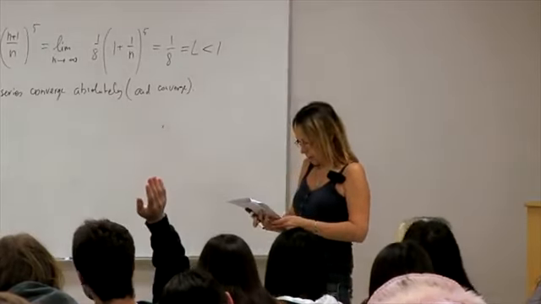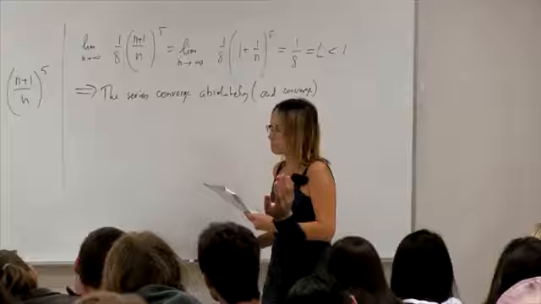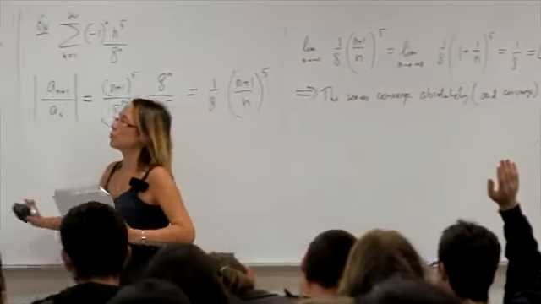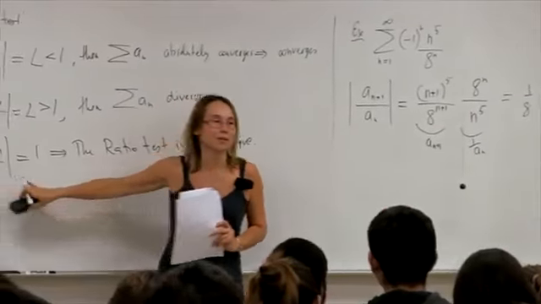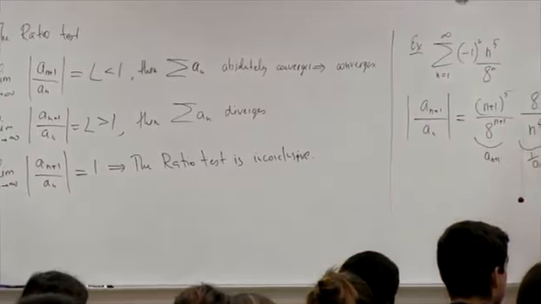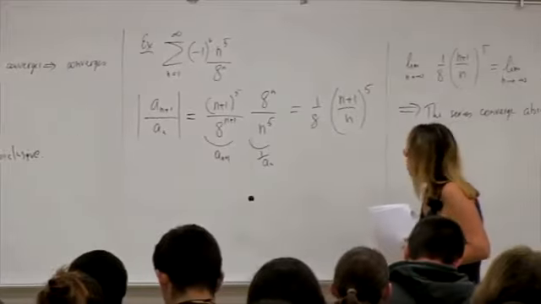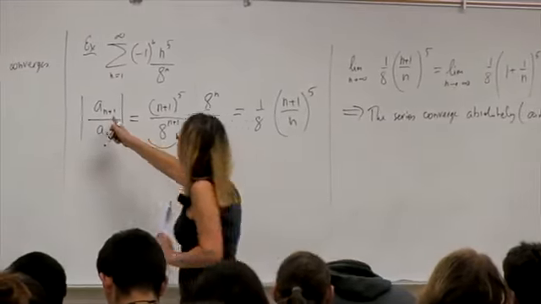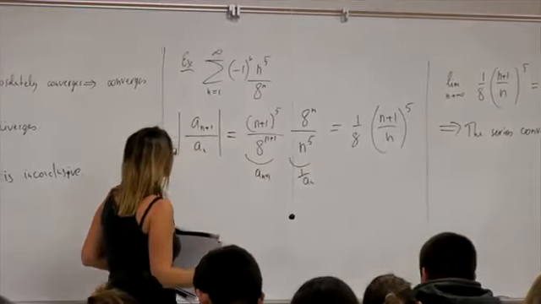What is my other example? Let me show you an example where we have this undecisive case. Yes, question? When it says a_{n+1}, it doesn't actually have to mean the next term? It's just some a_n?